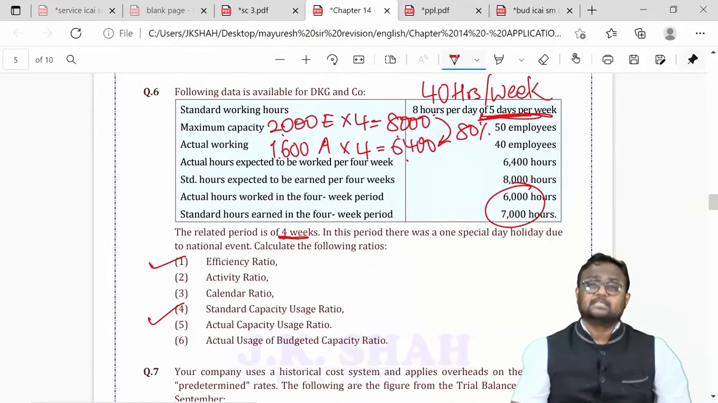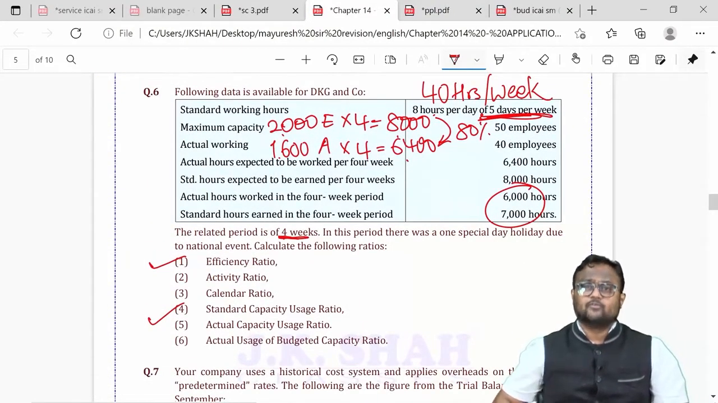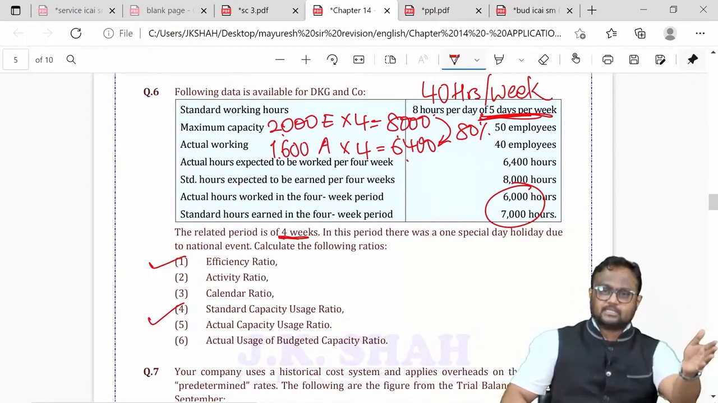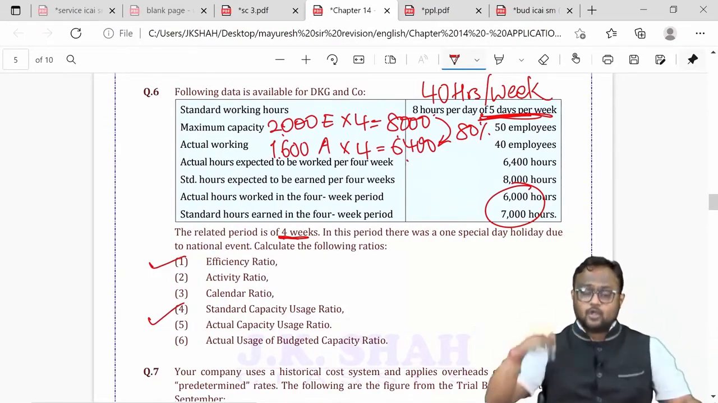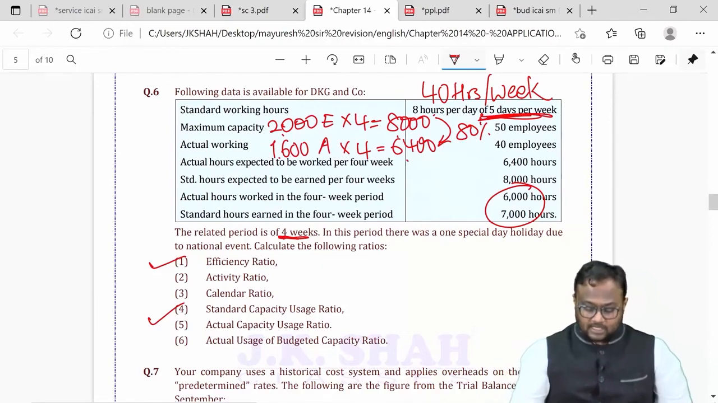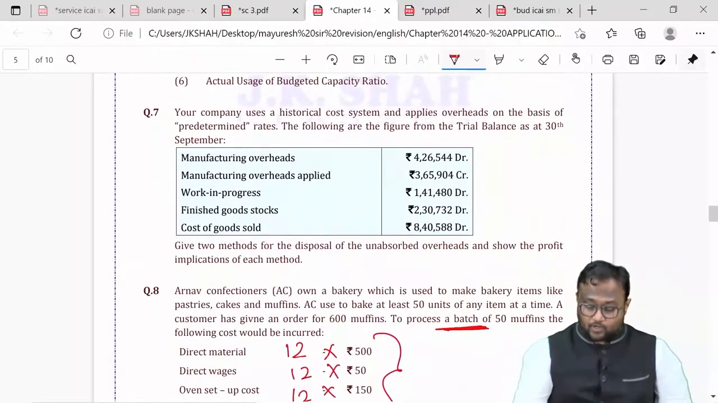So that was your ratio related question. In standard costing, in fixed overhead variances also, they were asking some ratios. We did not discuss that in standard because I wanted to discuss this question with you in application topic. I hope things are clear. And the most important question was this.